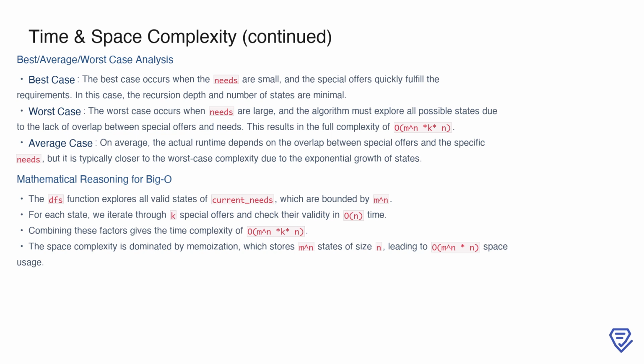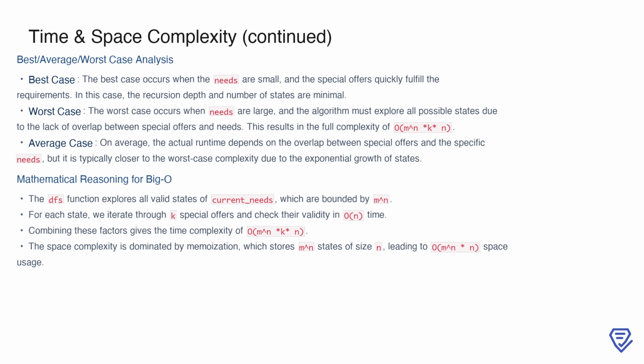On average, the runtime is influenced by the degree of overlap between the special offers and the needs. However, due to the exponential growth of the state space, the average case often trends closer to the worst case complexity. Mathematically, the DFS function evaluates all valid states of current_needs, which are bounded by m^n.